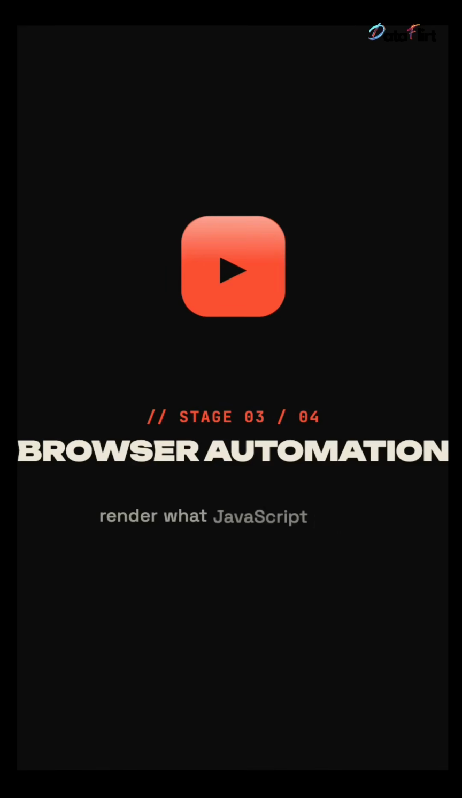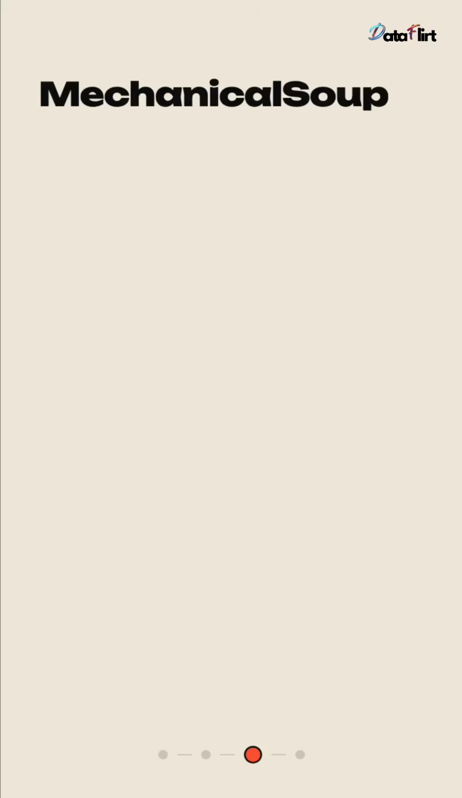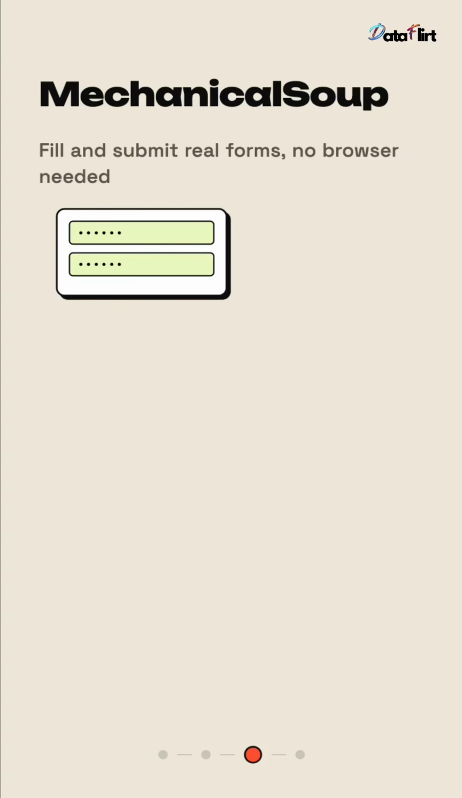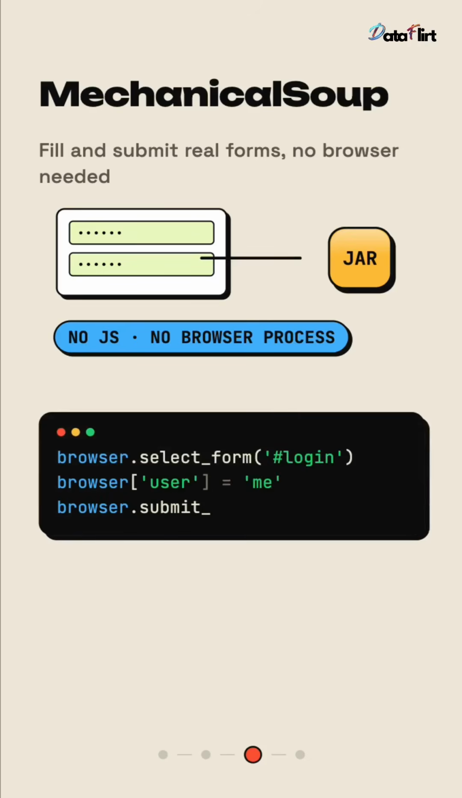Next set of libraries are browser automation libraries, because most of the modern websites need to render JavaScript to build the page. MechanicalSoup fills and submits real forms with zero browser overhead. It is just requests and Beautiful Soup underneath.